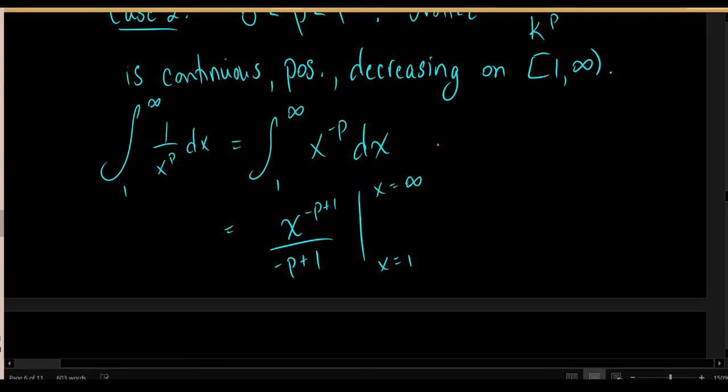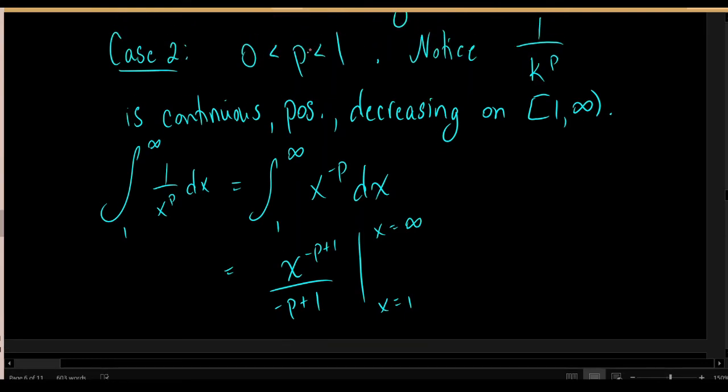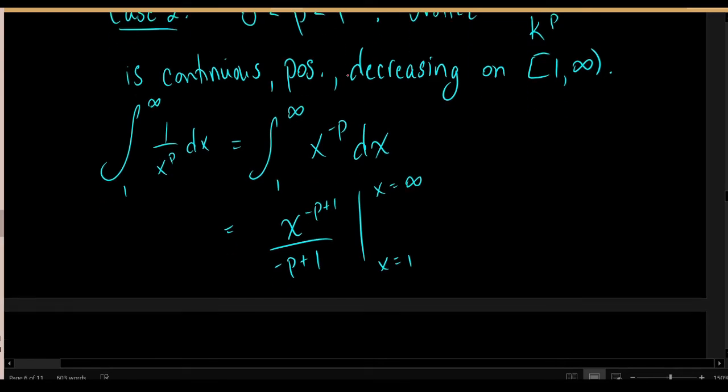So note that the power rule can be used here because we are assuming that p is strictly less than 1, so we don't end up dividing by 0 here in the denominator. Now let's think about what is happening to this quantity as x goes to infinity.